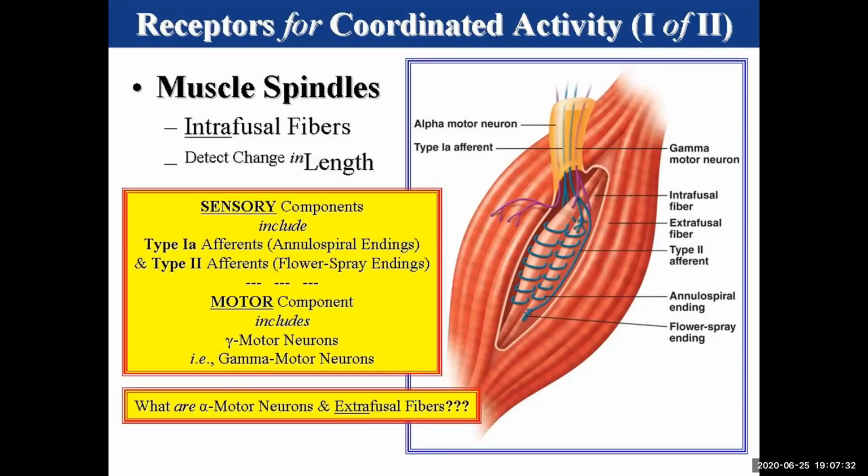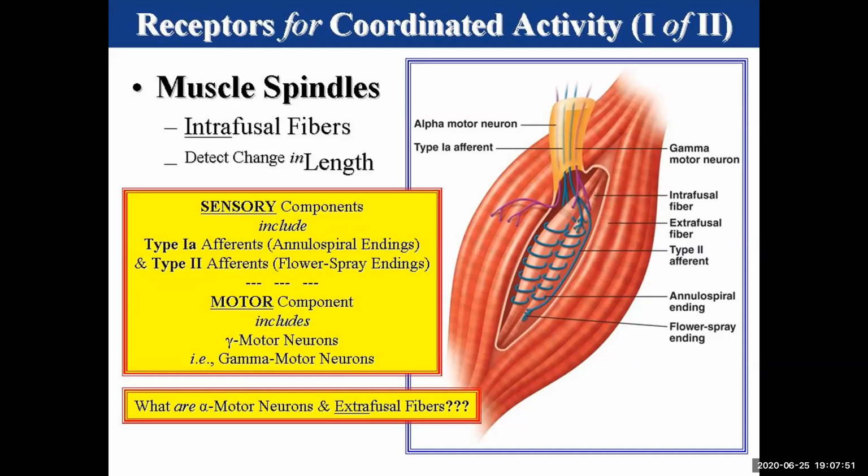Moving on to the last part of the lecture, this is how the effector organs communicate with the central nervous system, allowing coordinated motor responses, allowing coordinated skeletal muscle activity. So we rely on two structures. Let's start with the muscle spindle.